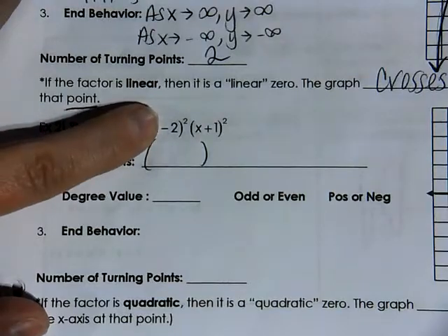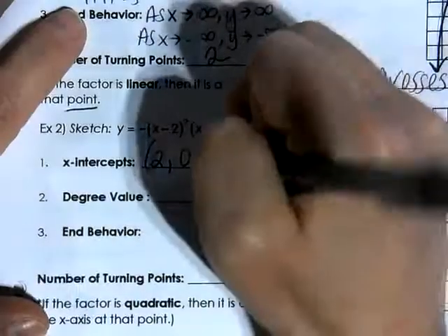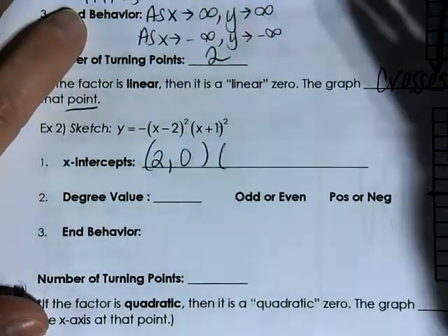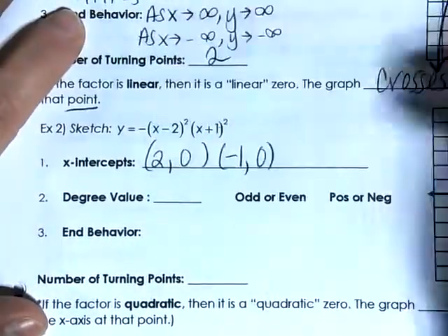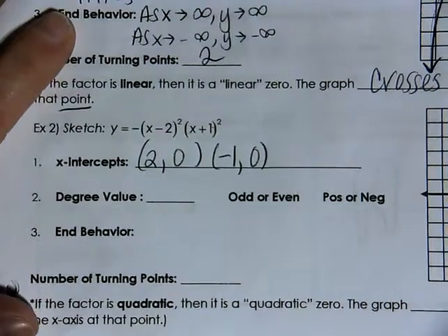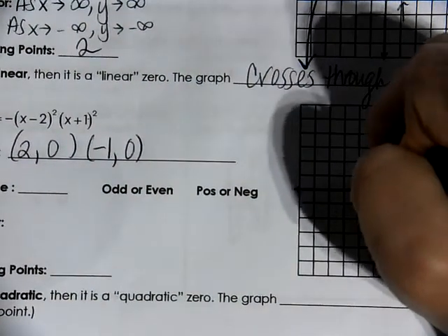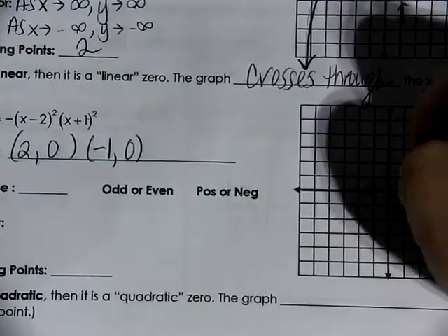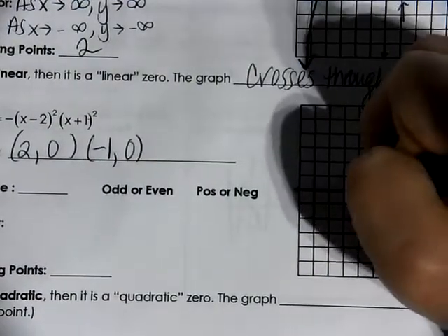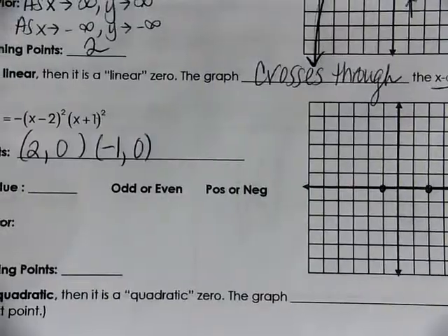And remember, it's going to be the opposite of what we see on the inside. The opposite of a minus 2 is a positive 2, so positive 2, 0. And then the opposite of a plus 1 is a negative 1, so negative 1, 0. I'm going to start off by graphing these ordered pairs. So here is negative 1, 0. Here is 2, 0. So we only have 2 x-intercepts in this problem.